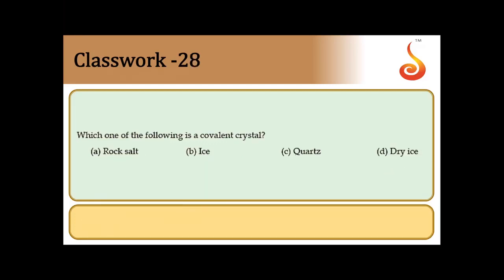Then 28th one. Which one of the following is a covalent type of crystal? Rock salt is an ionic crystal. Ice will be a molecular crystal. Quartz is nothing but a covalent crystal. Dry ice is also a molecular crystal. So the answer is quartz, SiO2. Only covalent bonds are present in that. So the 28th answer is option C.